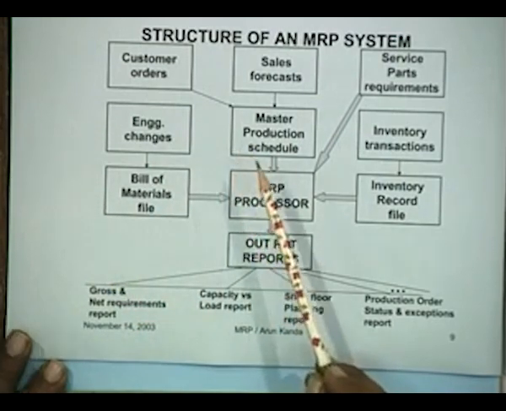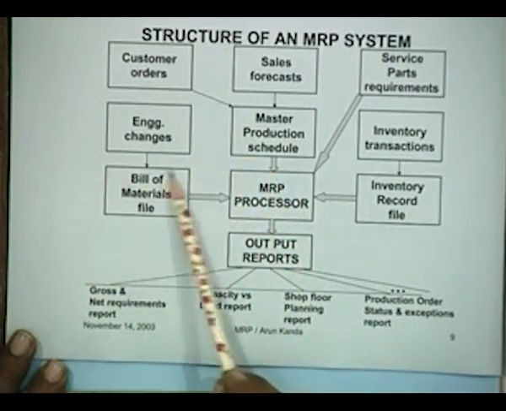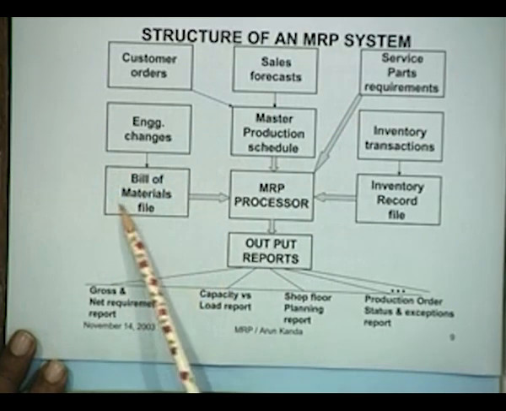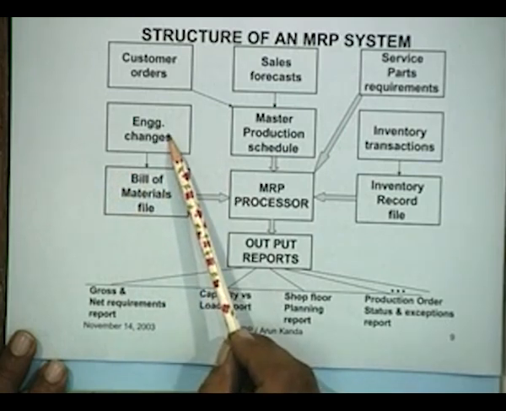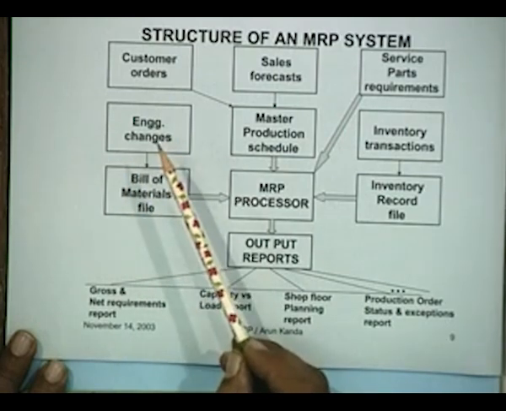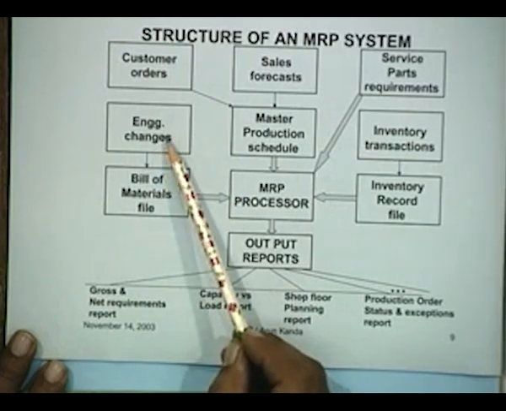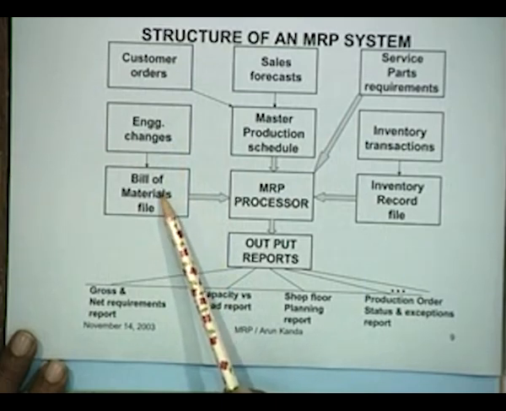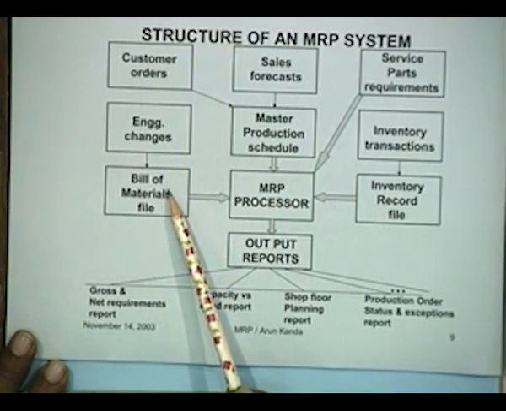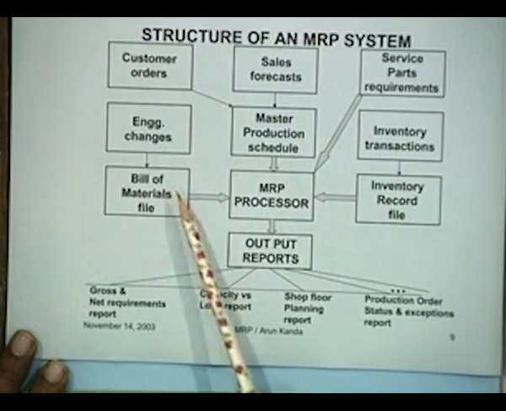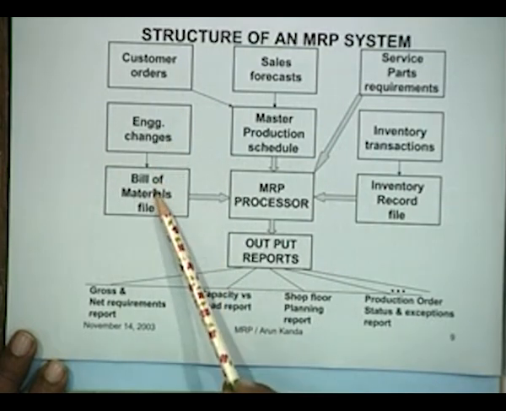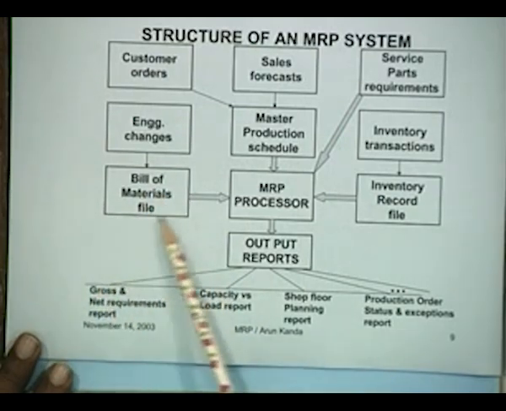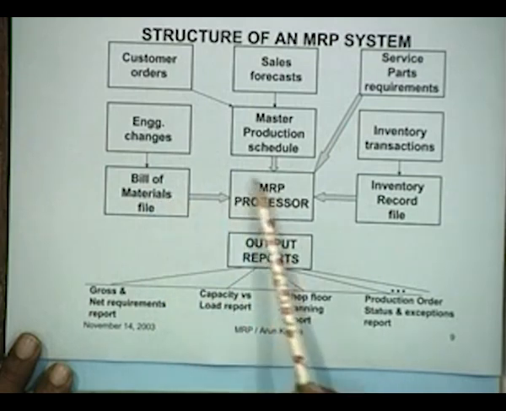Then what we have is a basic bill of materials file. The bill of materials file is kept updated with any engineering changes. If you change the design of the product, for instance, that particular change in the design is captured here, and therefore it would be available in the bill of materials file. For instance, if you are deciding to omit a particular component, then this would be shown in the engineering changes, and the bill of materials file will reflect this particular change. So this bill of materials file is the second major input to the MRP processor.